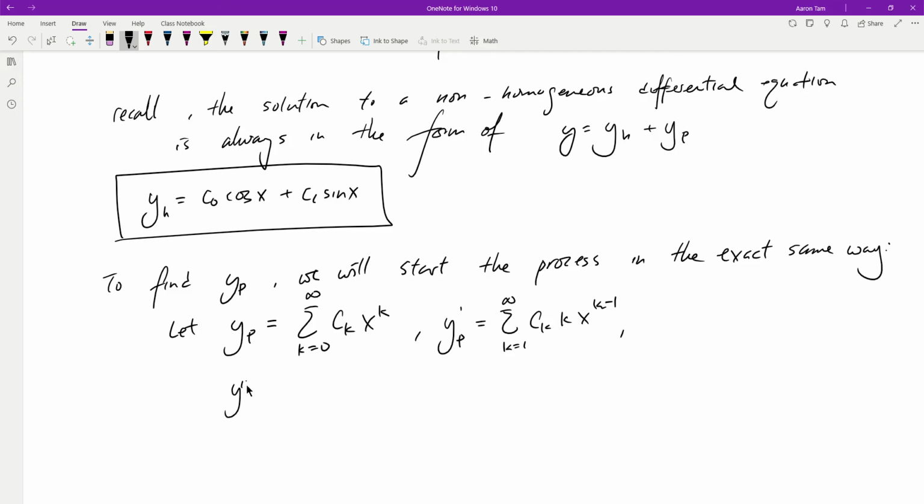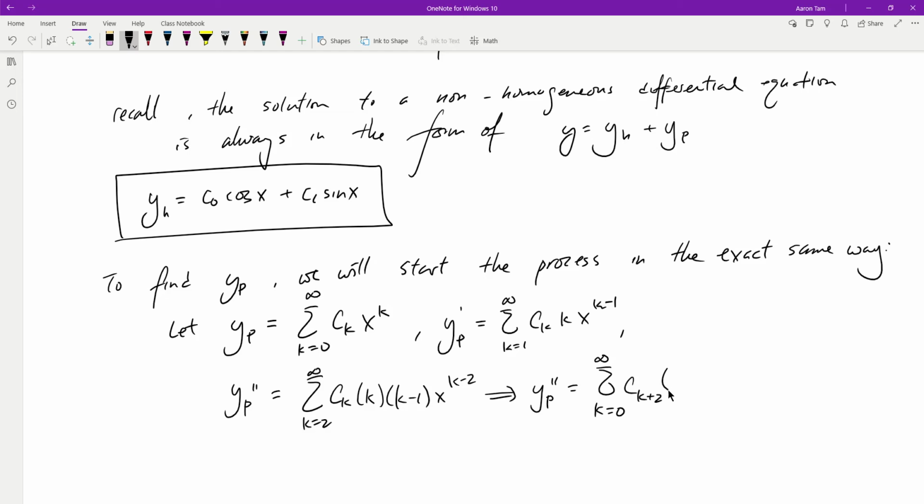Y double prime, however, I do want to know, so I'll put that up here on the equation. So y sub p double prime would be the summation k from 2 to infinity of c sub k times k times k minus 1 x to the k minus 2. This one we do want to reindex because I need it to be x to the k. So we're going to start at 0 and I'm just going to add 2 to all my terms. So now everything here is exactly the same.